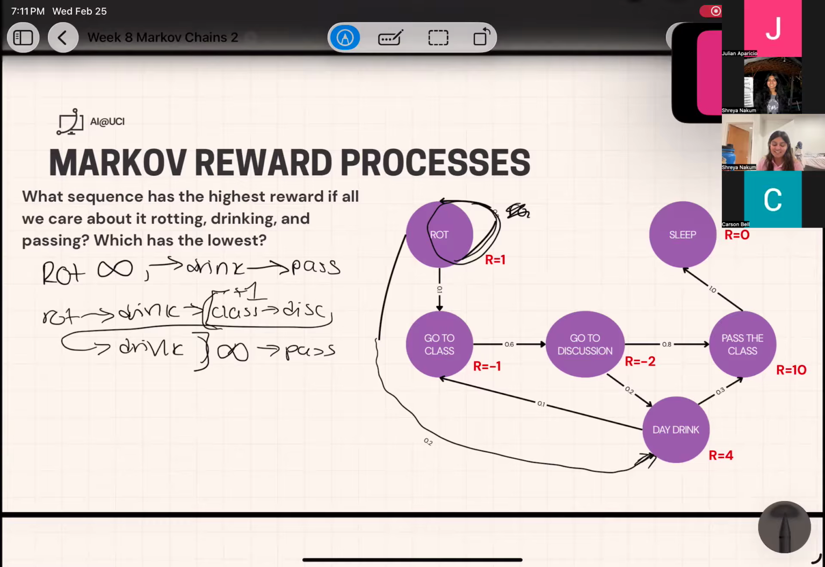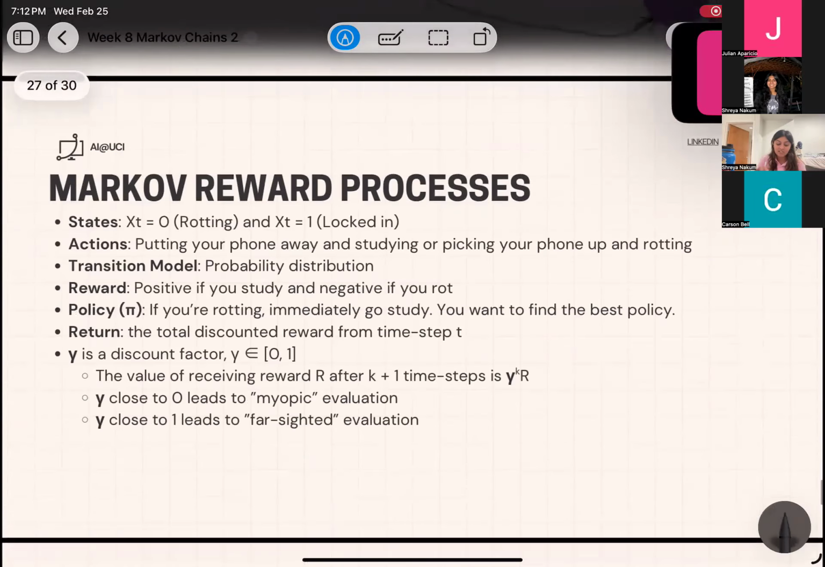Yeah, that's the ideal case for this MRP. That would be the ideal case, getting the most reward doing that. But that sums up a lot of the MRPs. Now, this idea that you guys have about going in this sequence and staying there infinitely is good, but there is one thing that we add to models called the discount factor. First, I'll talk about everything, then we'll talk about that.